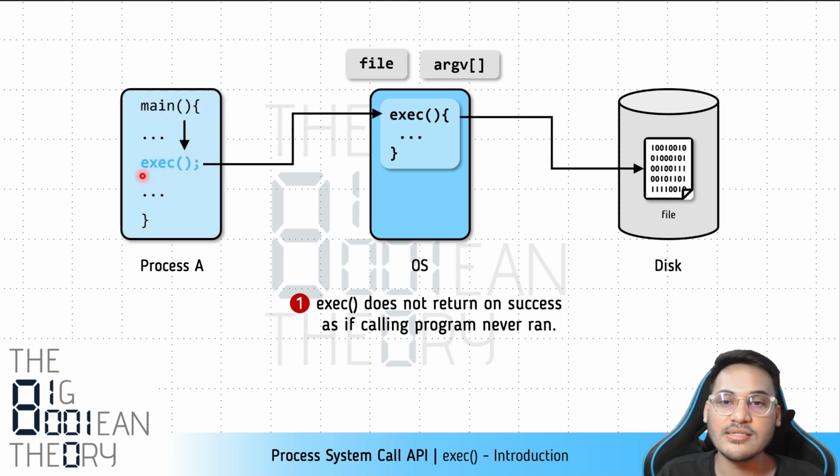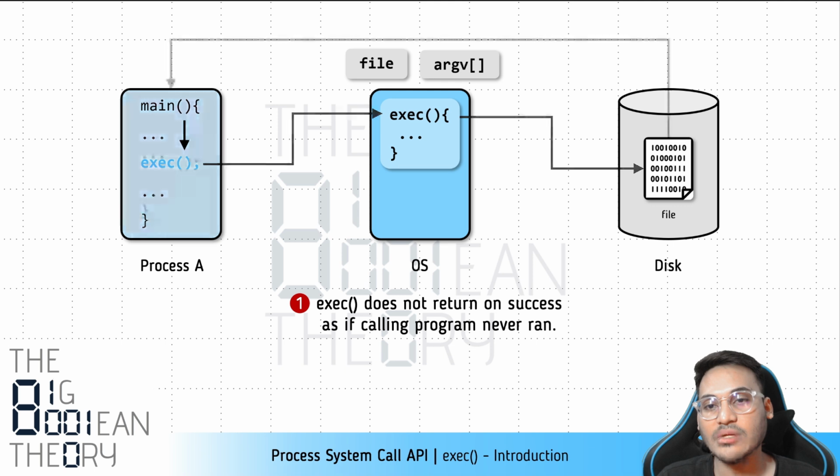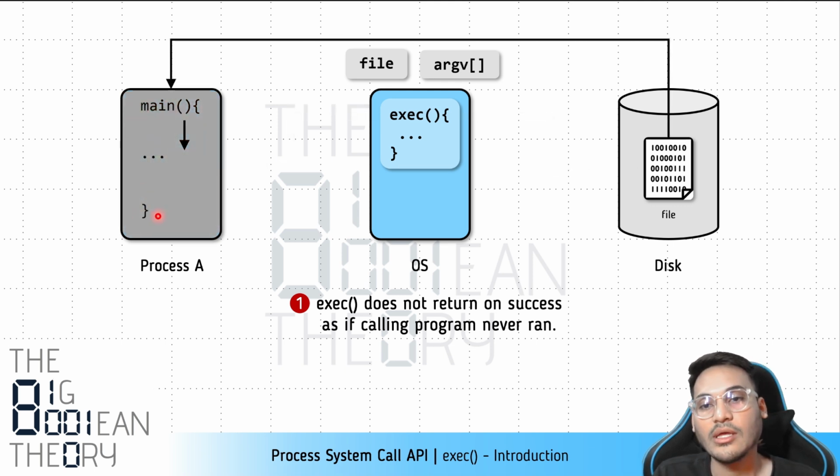If you see, this exec call is in the previous program, and after the exec call has been successful, this whole program has actually been replaced with a new program. In the new program, the execution will start from the first statement of the main function. So that is why when the exec call is successful, it does not return, right? So this is the case when the exec call is successful.